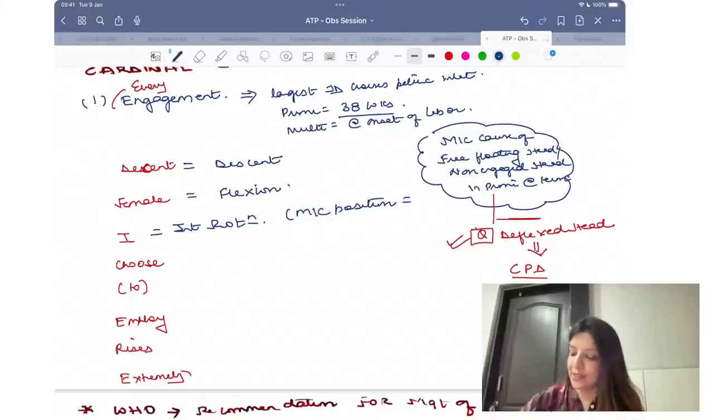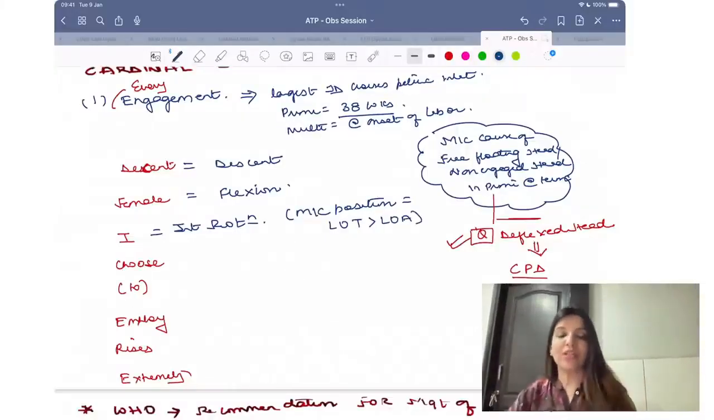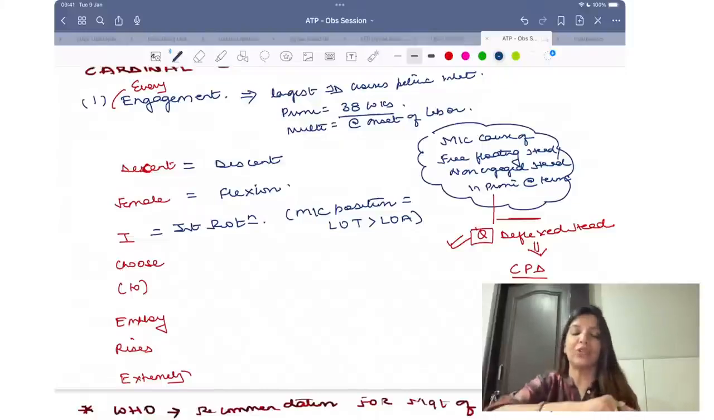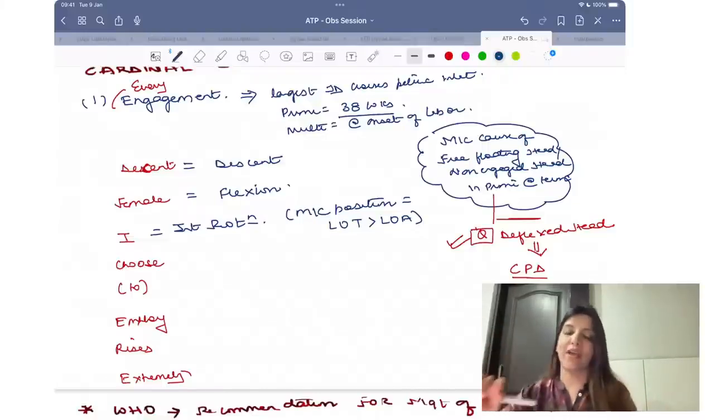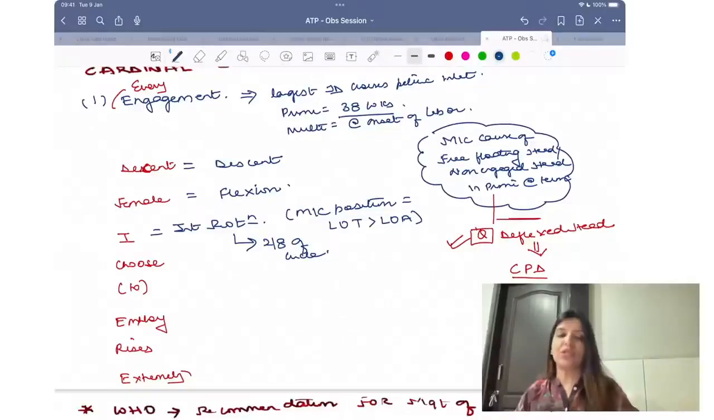If LOT is not given, then I am going to mark the answer as LOA. So from the LOT position, you have to rotate the baby's head and come to the DOA position. Right? So by how much is internal rotation happening? Internal rotation happens by 2/8 of a circle. From LOT, the head of the baby goes to LOA, and then from LOA to DOA.